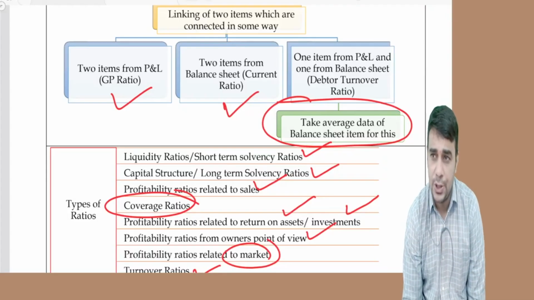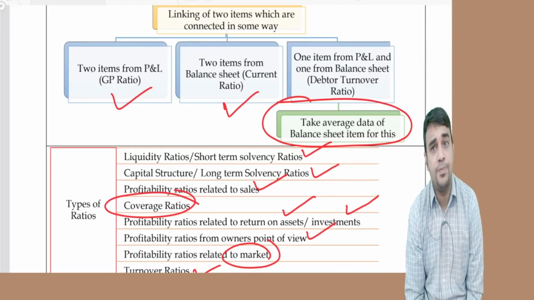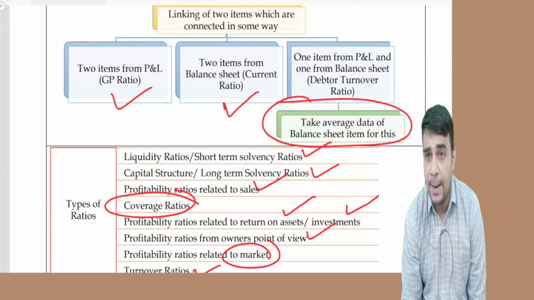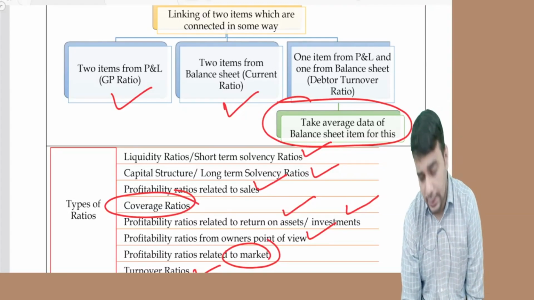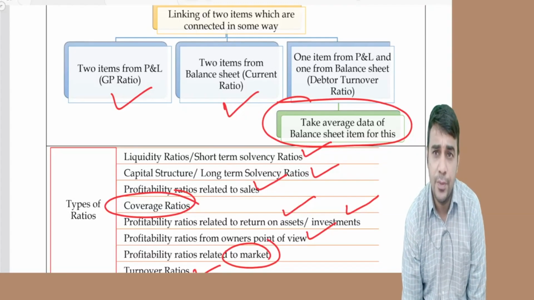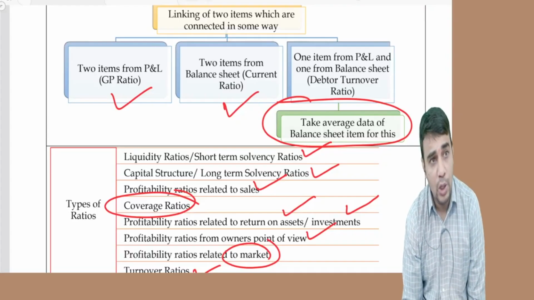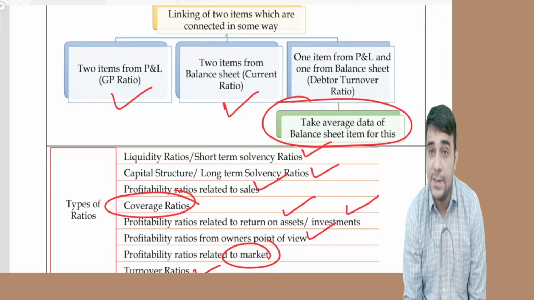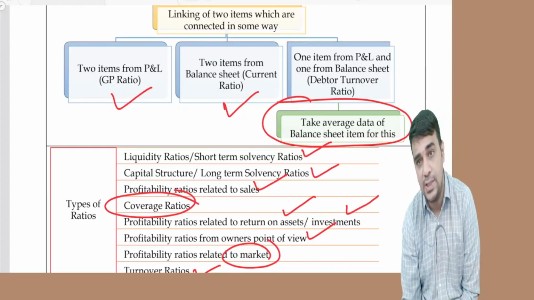What's the formula for debt ratio? Debt by capital employed. Equity ratio, participate. I want everyone to say equity by capital employed. Debt equity ratio, debt by equity. Proprietary ratio, proprietor funds by total assets. Debt to total asset ratio, debt by total asset. Capital gearing ratio, debt plus preference divided by equity plus reserves and surplus.